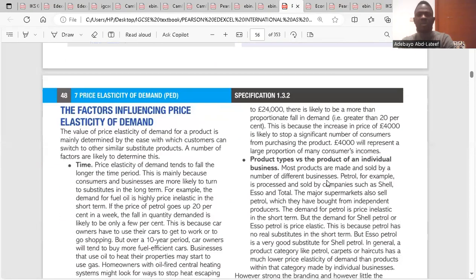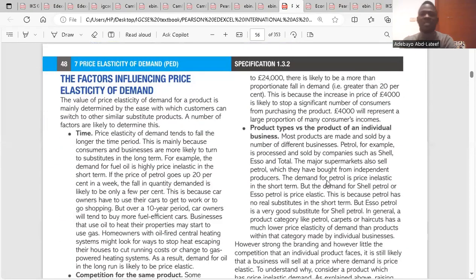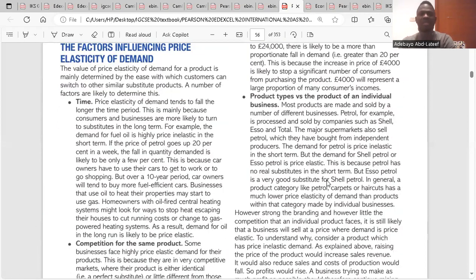So we move on to factors influencing price elasticity of demand. The value of price elasticity of demand for a product is mainly determined by the ease with which consumers can switch to other similar substitute products. A number of factors are likely to determine this.